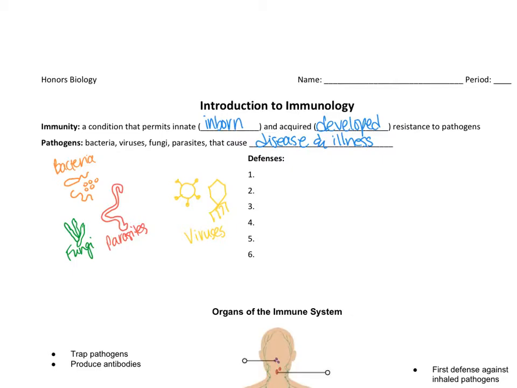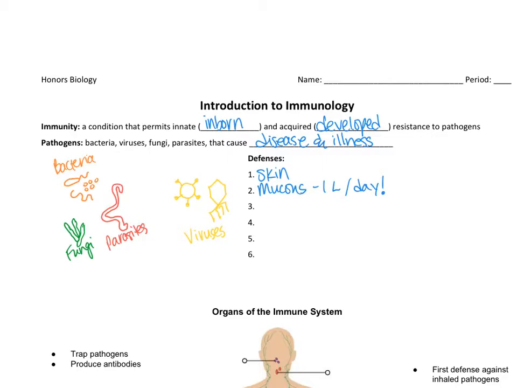Let's talk about the defenses that your body has to prevent these pathogens from entering your body. Your first layer of defense is your skin. Did you know that your skin is your biggest organ in your body? Your skin plays a really important role in protecting the delicate and fragile interior of your body from dangerous pathogens.